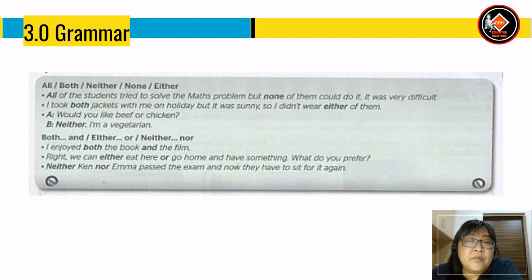So next we have both and, either or, neither nor. Let's look at number 1. I enjoyed both the book and the film. Next we have for either or. Right. We can either eat here or go home and have something. What do you prefer? And the last one, neither nor. Neither Ken nor Emma passed the exam, and now they have to sit for it again.